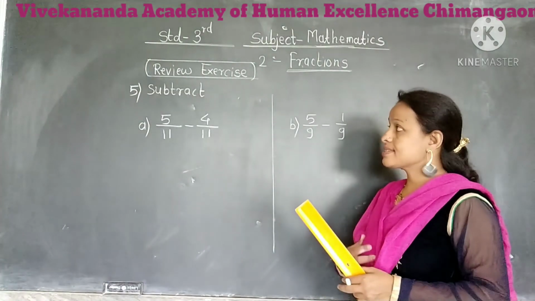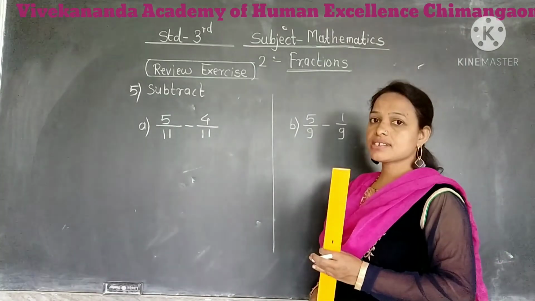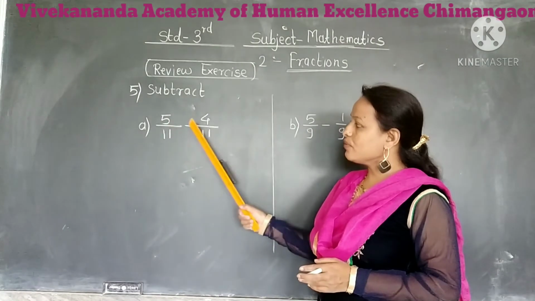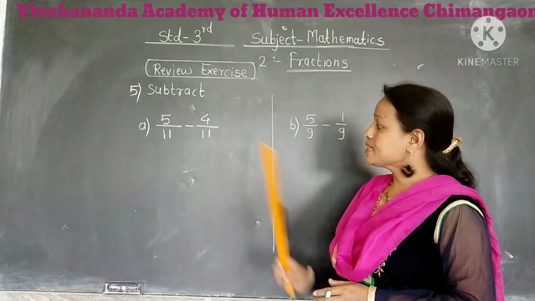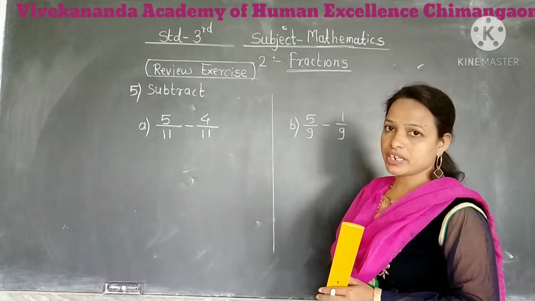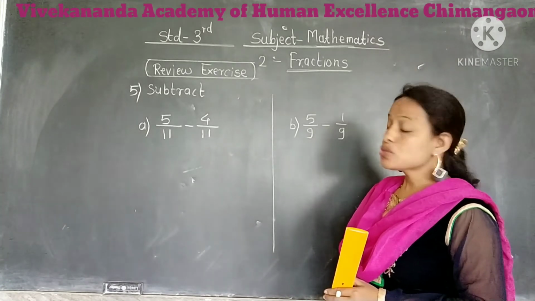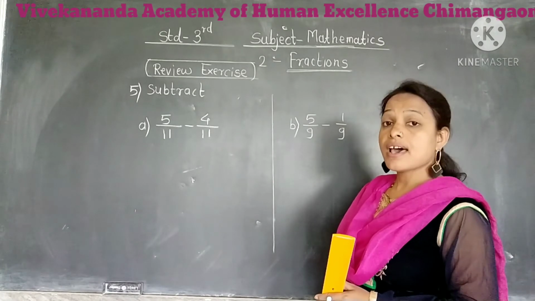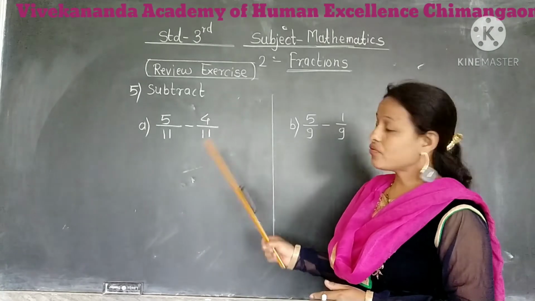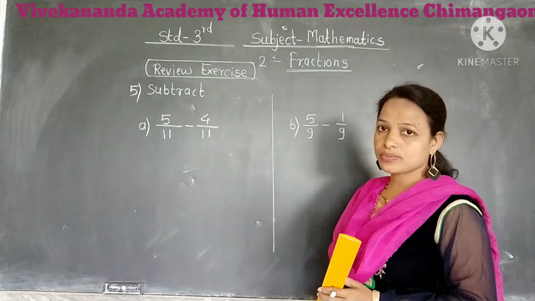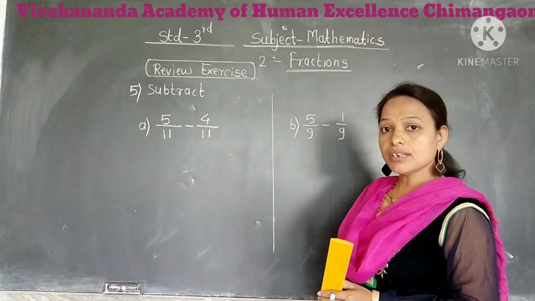Next, question number 5. Subtraction of fractions. So here, let's see the first example. 5 upon 11 minus 4 upon 11. In this example, these fractions also have the same denominator. These are like fractions. So how to subtract them? Subtraction of two fractions having the same denominator is equal to the difference of their numerators upon the common denominator.